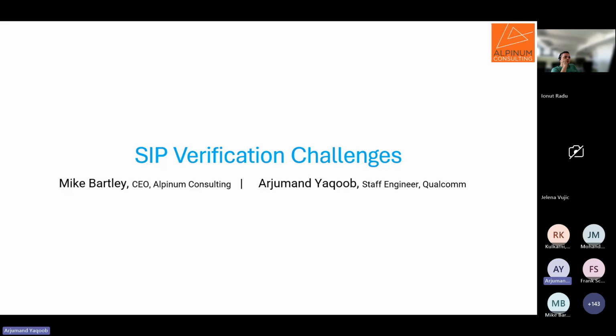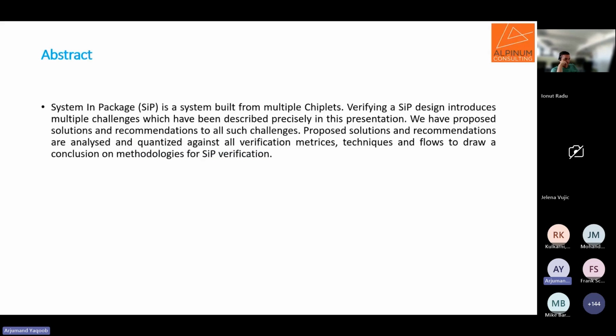As Mike has told, this presentation is based on that white paper, which is in development and should be released later in the year. The main aspect of this presentation is that we are going to describe the verification challenges that a SIP, which is built from multiple chiplets, has, what the recommendations are, and how we can overcome these challenges, because these come in a wide variety of aspects and subjects, and we are going to cover this in this presentation.